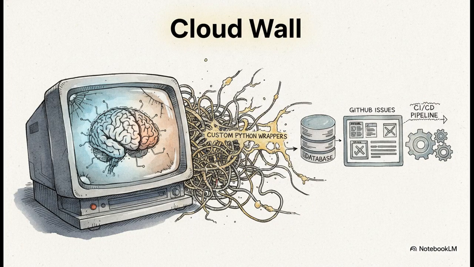The source material refers to this as the cloud wall. You have this super powerful local model, but it's completely trapped inside a terminal. It can't query your internal database, it can't open a GitHub issue for you, it definitely can't call your internal CI/CD API. Historically, getting past this wall meant writing endless, soul-crushing Python wrappers for every single tool. And then, of course, you have to maintain that brittle glue code every single time an API changes. Nobody wants to do that.